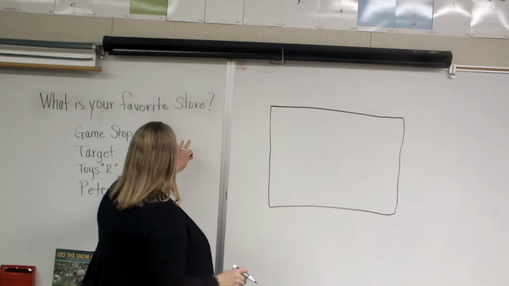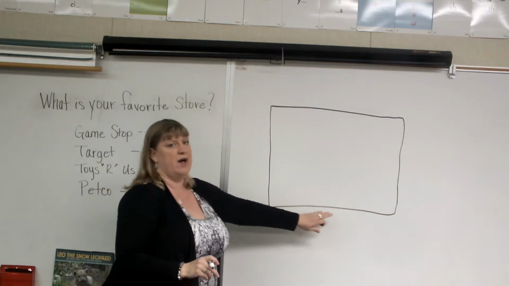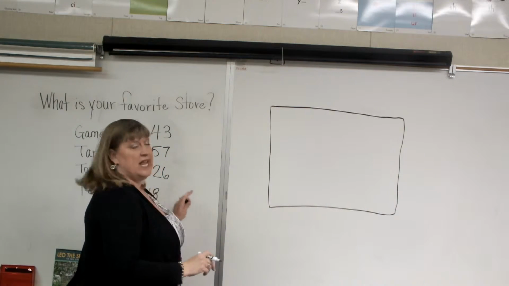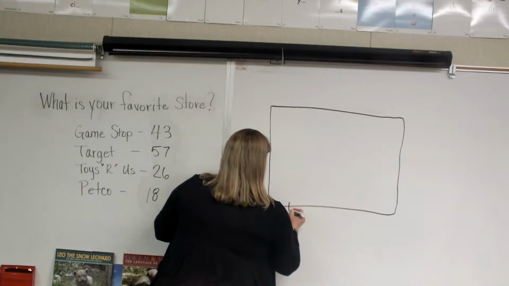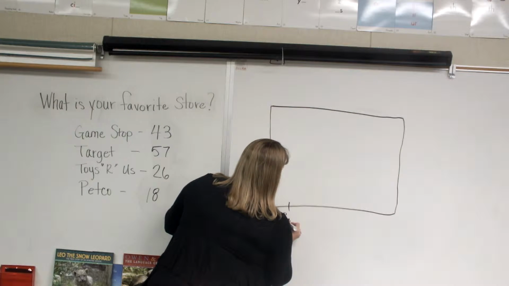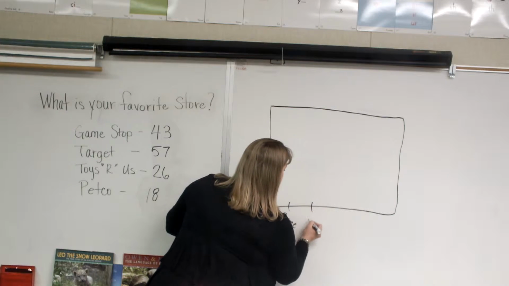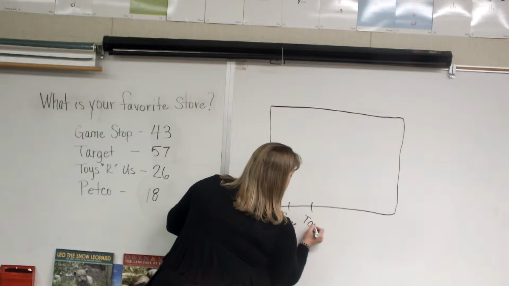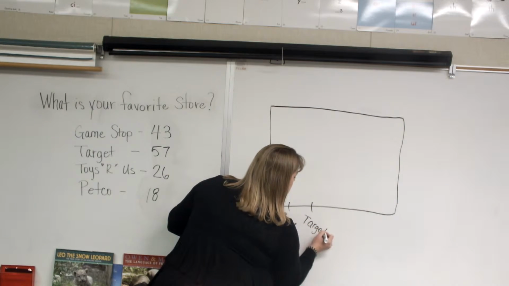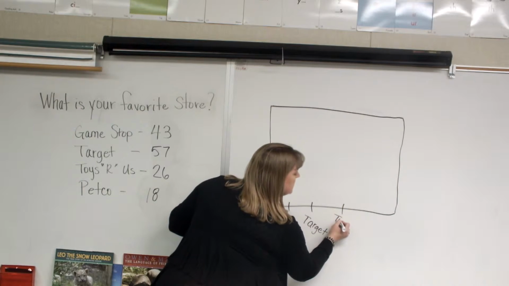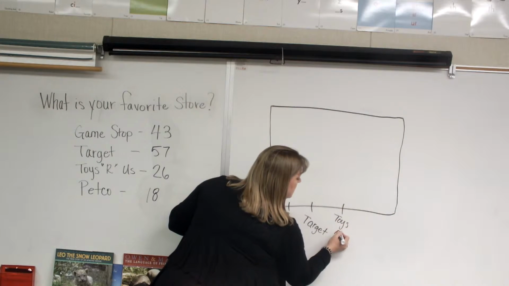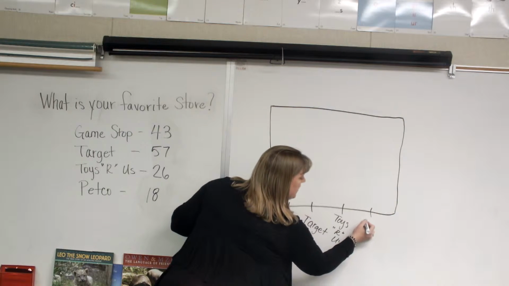So we're going to first of all put along the bottom of our graph the names of our stores. The first one is GameStop. The next one will be Target. Our next one is Toys R Us. And our last one is Petco.